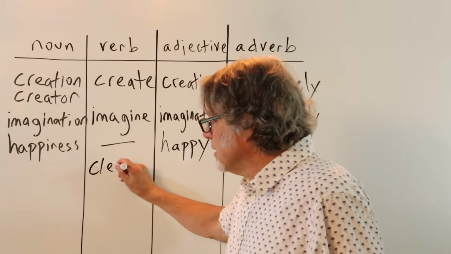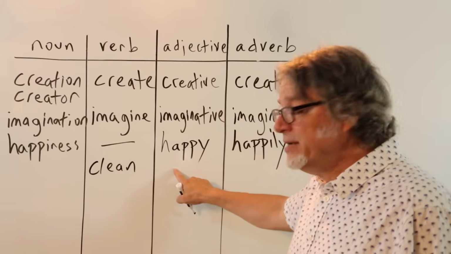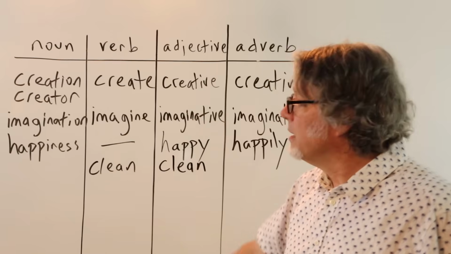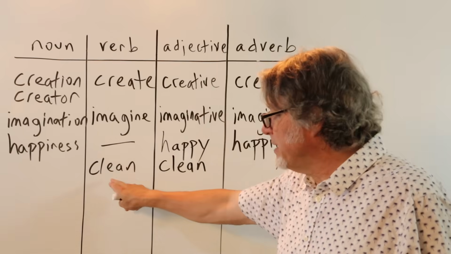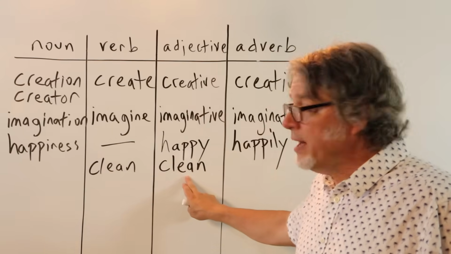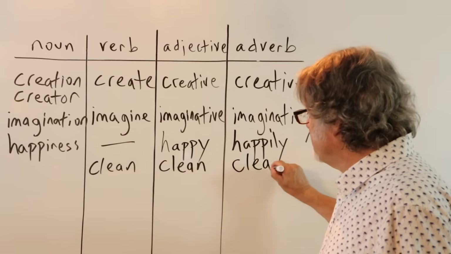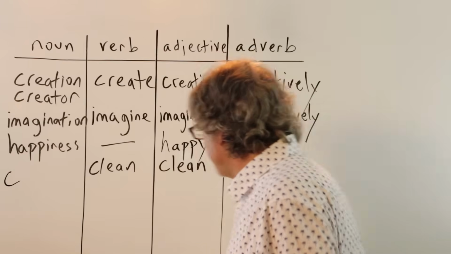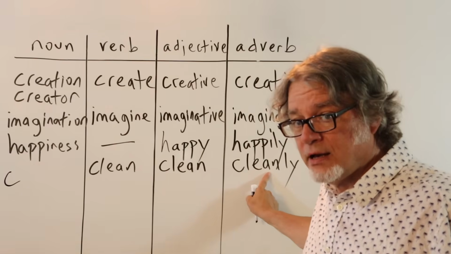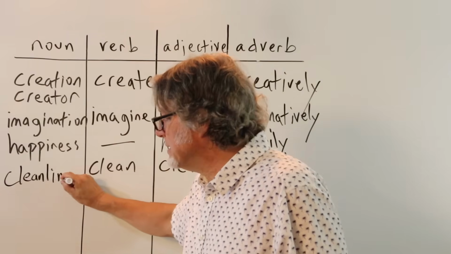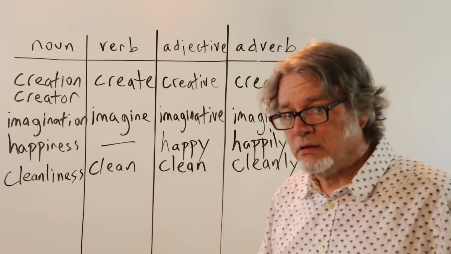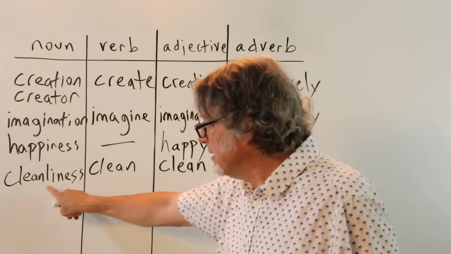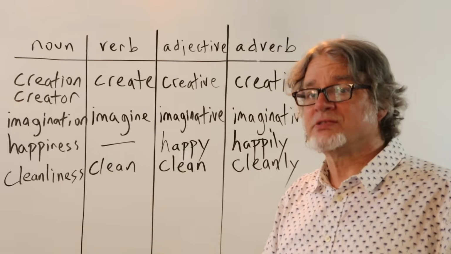Clean as an adjective becomes clean. As a verb and as an adjective, it has the same form. As an adverb, it becomes cleanly, and as a noun, you take this word and add another suffix, ness. I think that's how it's spelled. Cleanliness. The Y changes to an I, and then you just add the ness ending.